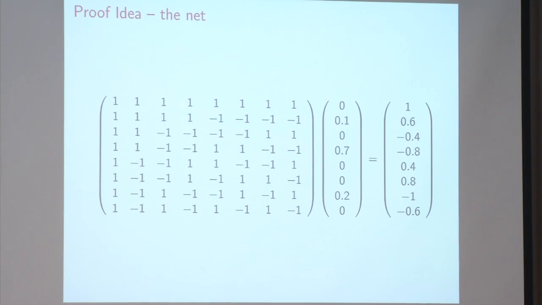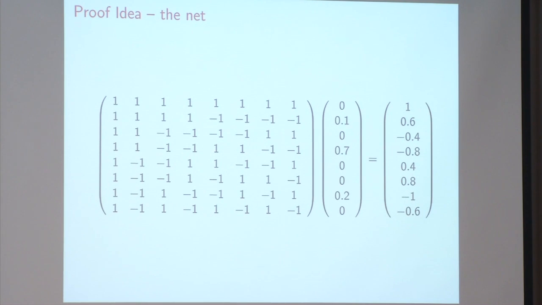Okay, so here's my Hadamard matrix on the left. It's a plus minus 1 matrix. It's orthogonal. And here is a vector that has L1 norm 1. You see the sum of the coordinates of the vector is 1, 0.1 plus 0.7. Yeah, it's 1. And that's what the product is. M times X is the vector there.